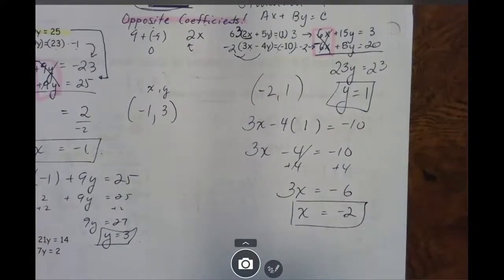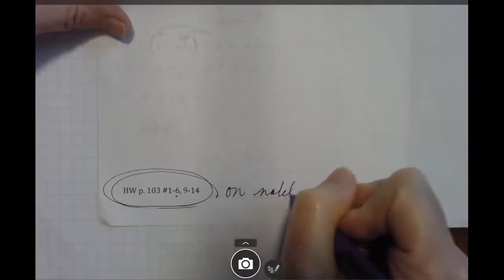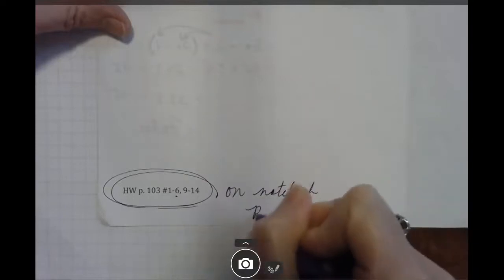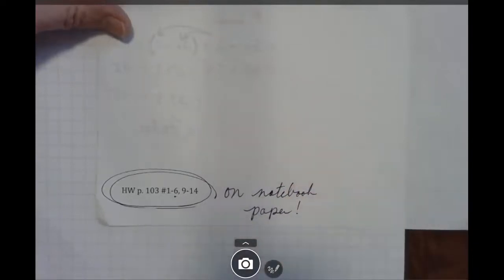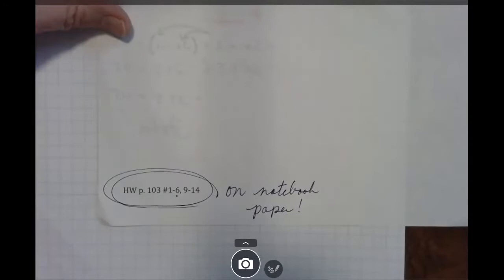There you go. There's some beautiful notes and examples for you to complete the homework for this section, which can be found in your textbook on page 103. And I would like for you to complete 1 through 6 all and 9 through 14 all on notebook paper. Please use the lines and show your work neatly. Thank you.